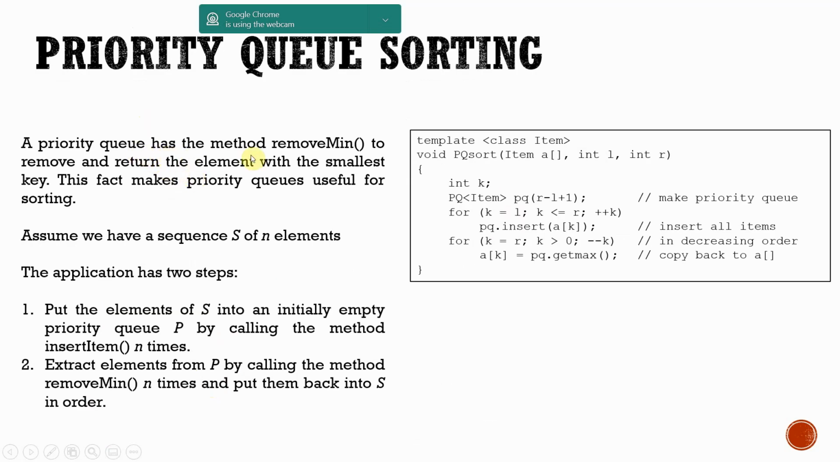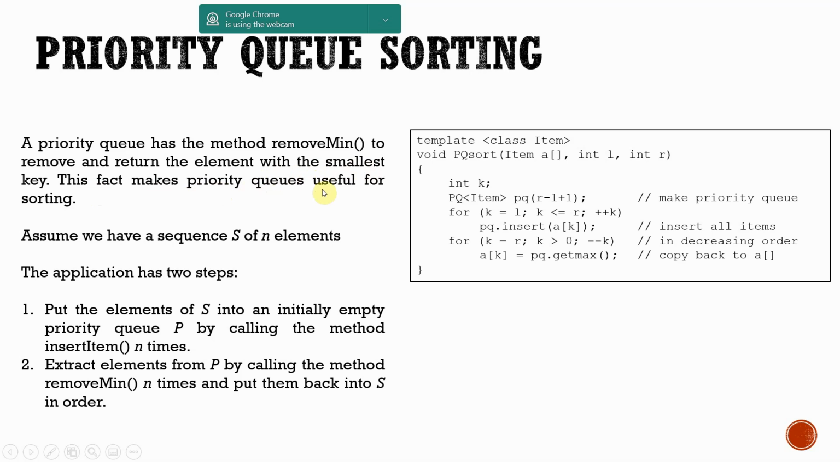The priority queue has the method remove min. This is basically the removal method, the delete method, to remove and return the element with the smallest key. Here, this is for a min heap implementation, but it can also have a max heap implementation. So it can be remove min or remove max. Sometimes you want to remove the smallest key first, or you want to remove the largest key first.